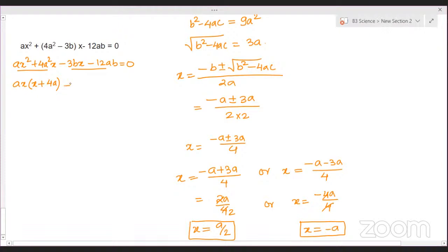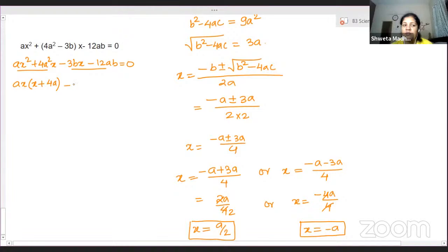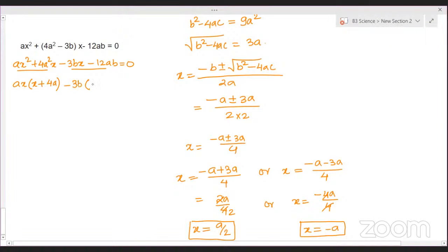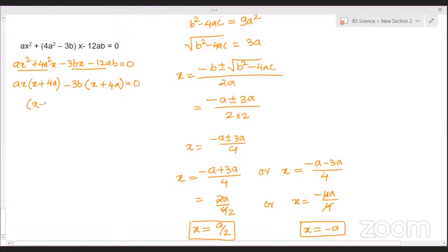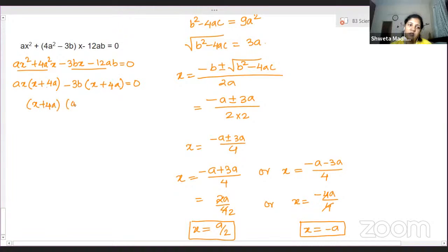Yes, ma'am. And then from the next one, what can we take common? Minus 3b. So what is left in the bracket? x plus 4a. Both the brackets are the same. So x plus 4a into ax minus 3b. x is equal to minus 4a, or here ax minus 3b equal to 0. ax is equal to 3b. x is equal to 3b by a.